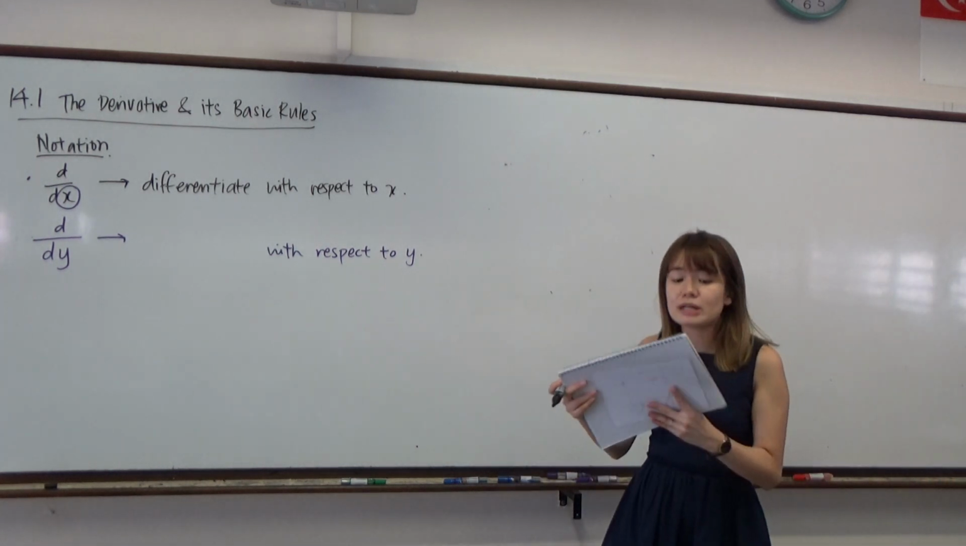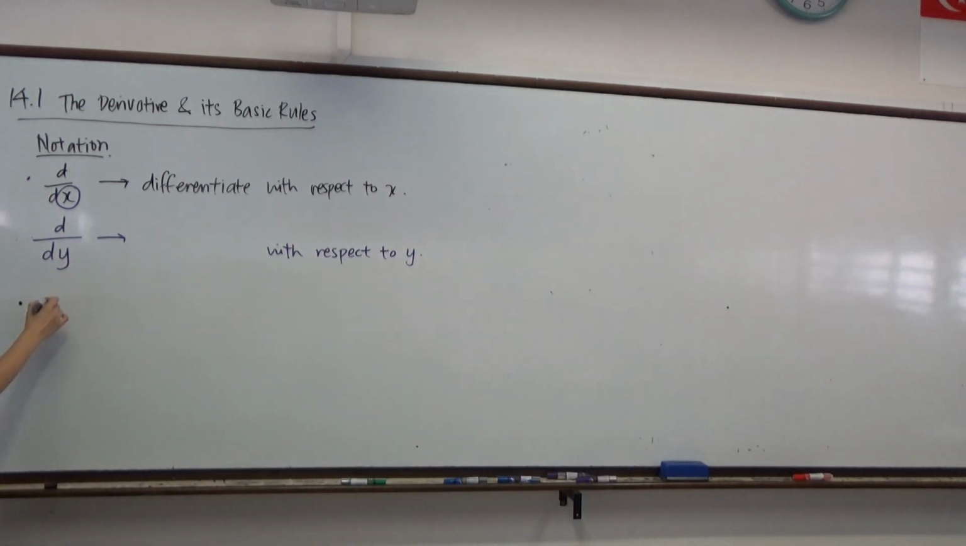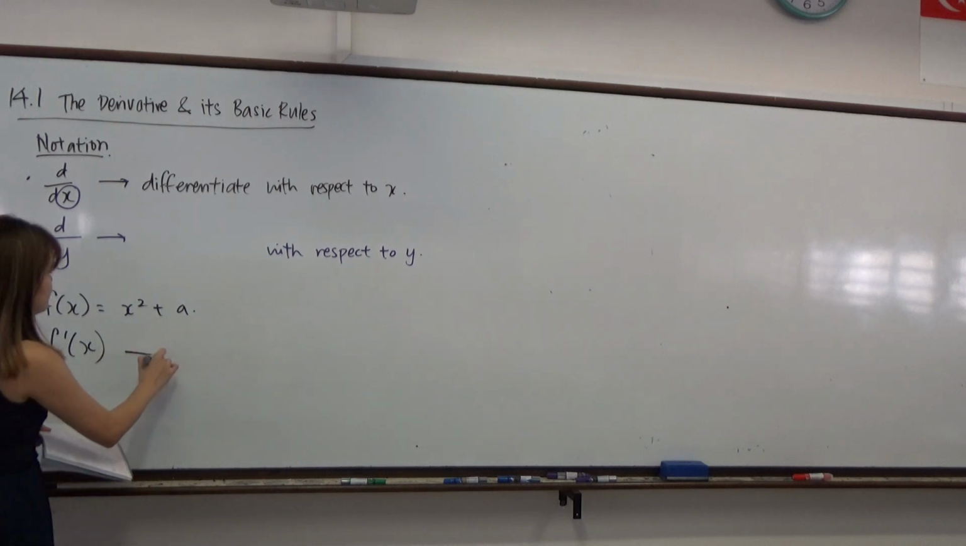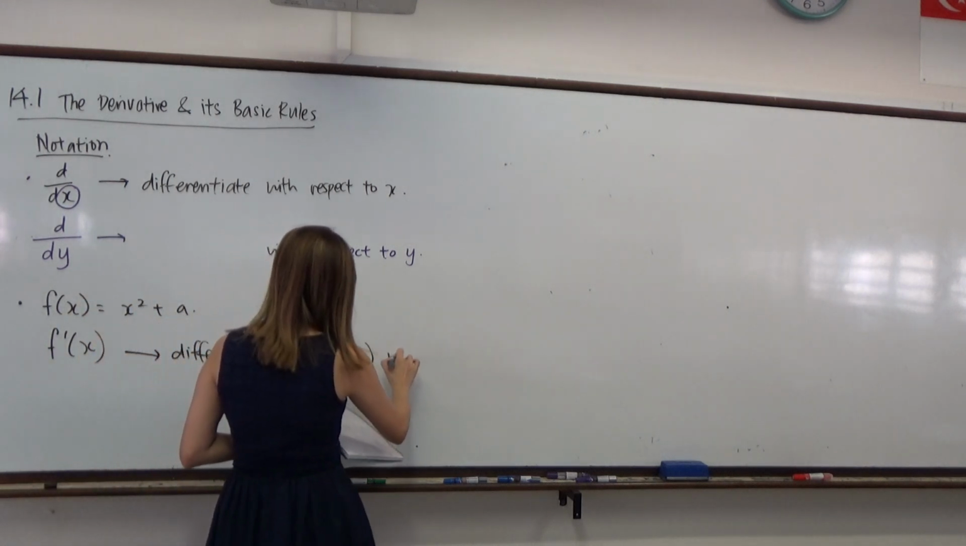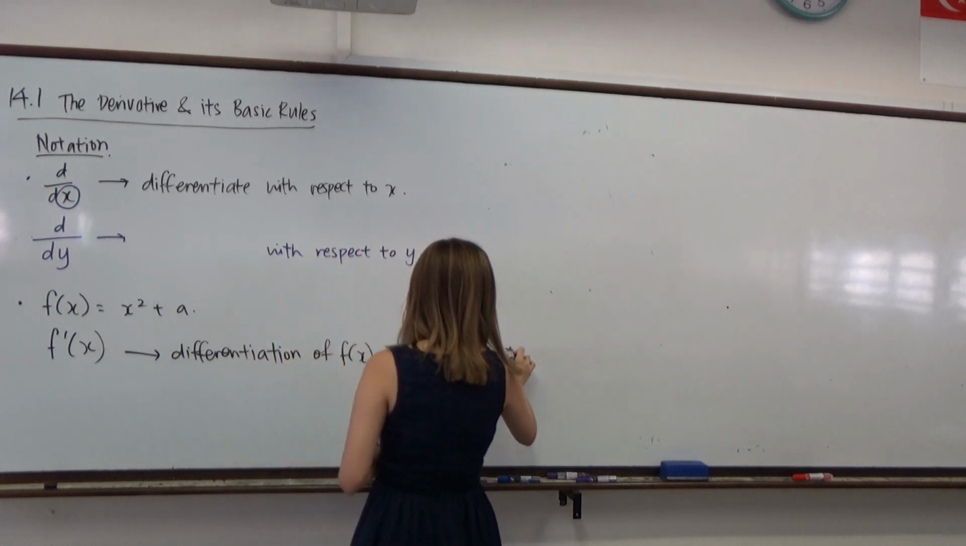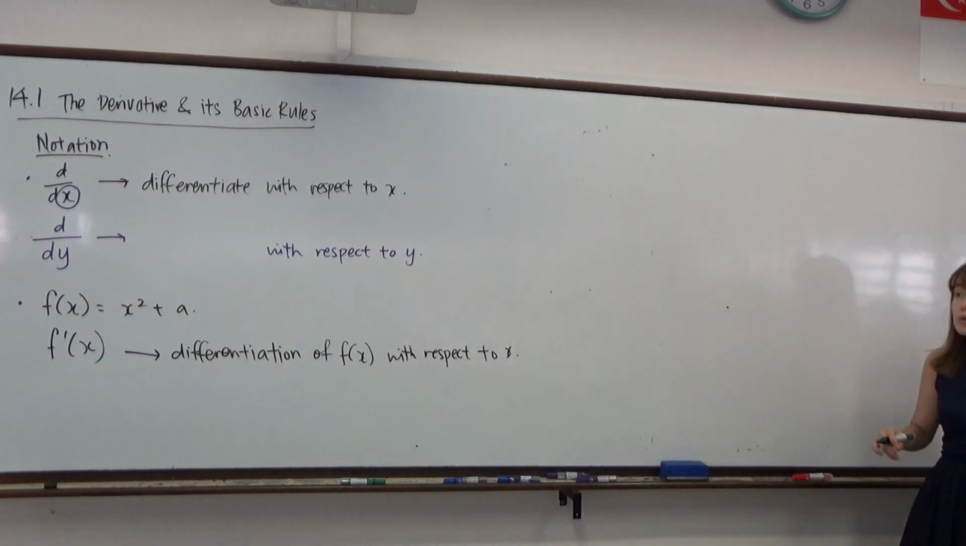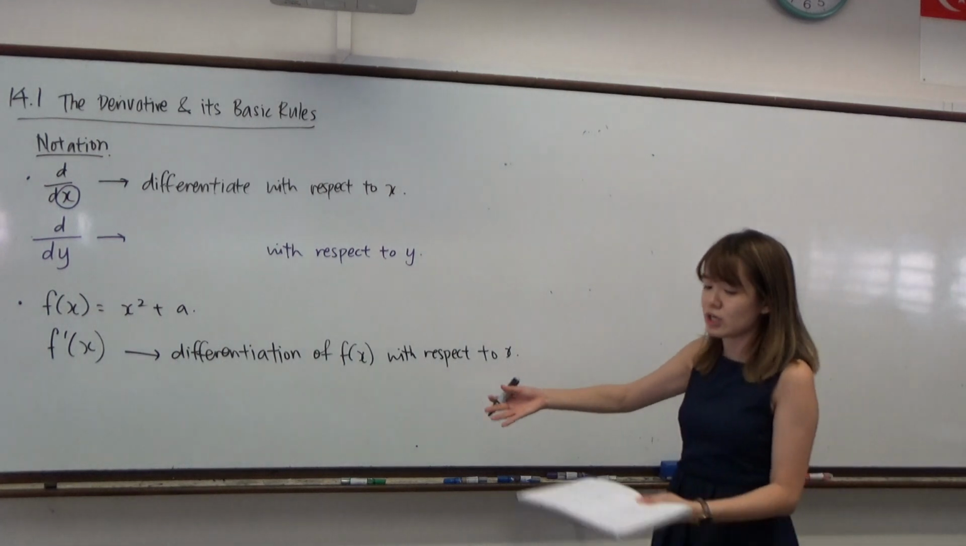Instead of writing d over dx, sometimes, if we have some algebraic expression, some function f(x) equals x squared plus a, for example, and I want to differentiate this function, I could arrive at this notation whereby I have this prime on top, f prime x. This is the first derivative, so this will also replace the meaning of d over dx. It is also the same meaning: differentiate. So these are some notations that we will be using for this chapter and the next few chapters.